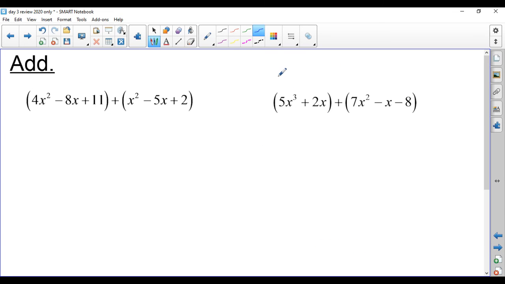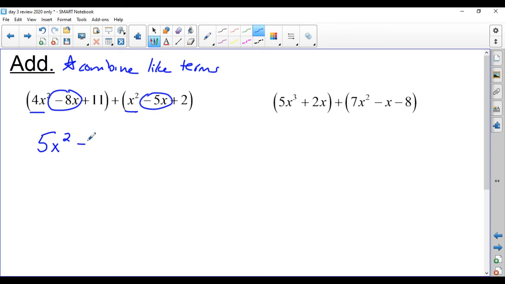The last thing that we're going to do is add polynomials, which remember when you add, what you're doing is combining like terms. They have to have the same variable and exponent, and you add the coefficients. I have 4x squared plus 1x squared for a total of 5x squared. I have negative 8x and negative 5x for minus 13x. I have plus 11 and plus 2, plus 13.